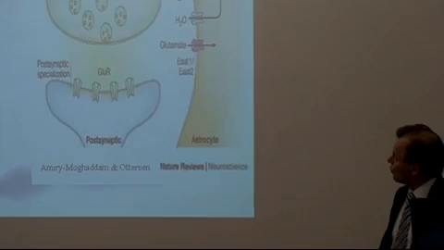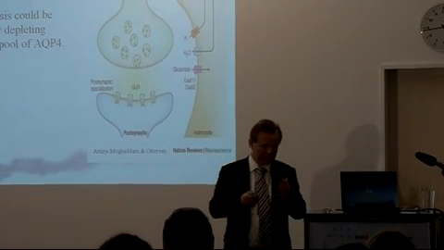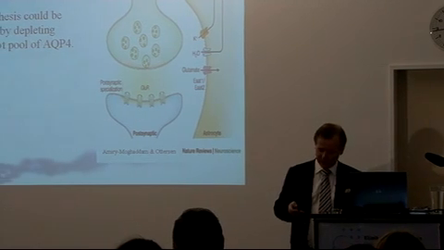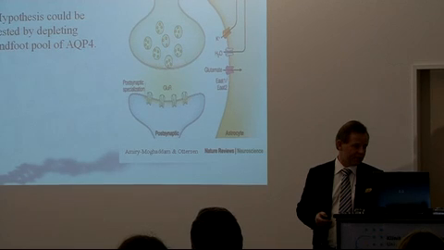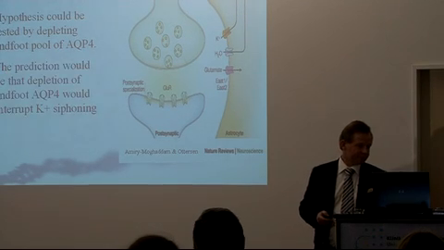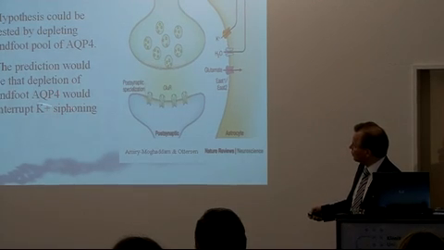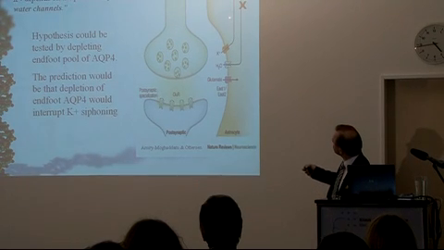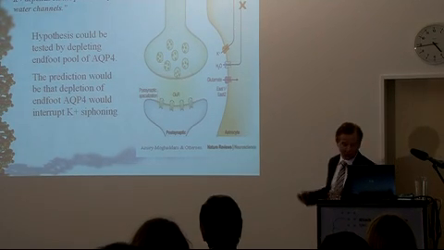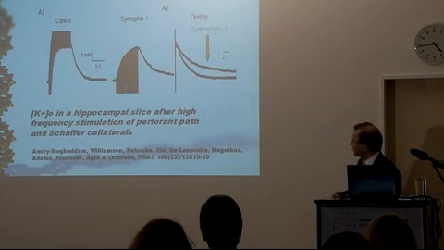And what we then did was to test this hypothesis of there being a coupling between water and potassium transport in the alpha-syntrophin knockout animals. And this was a very simple test. The prediction would be that depletion of end-foot aquaporin 4 would interrupt potassium siphoning. This would be the case if these two processes were in fact coupled. So, and these are some of the data.